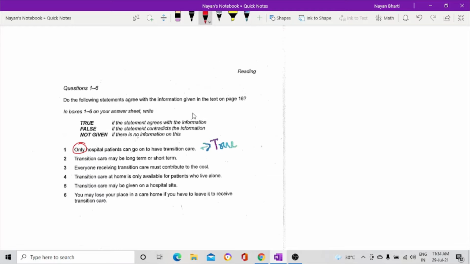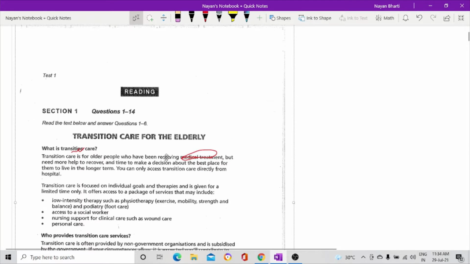Now if we see the next question: transition care may be long term or short term. So here what will be our keyword? Long term or short term. They are saying it can be either long term or it can be short term. Let's see what information is there in the passage.